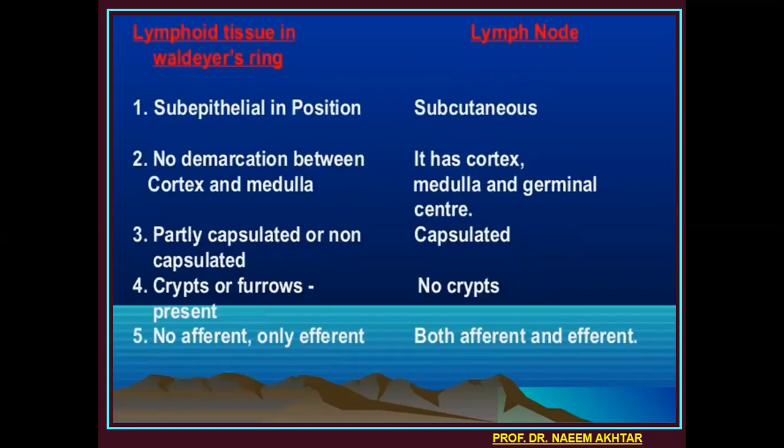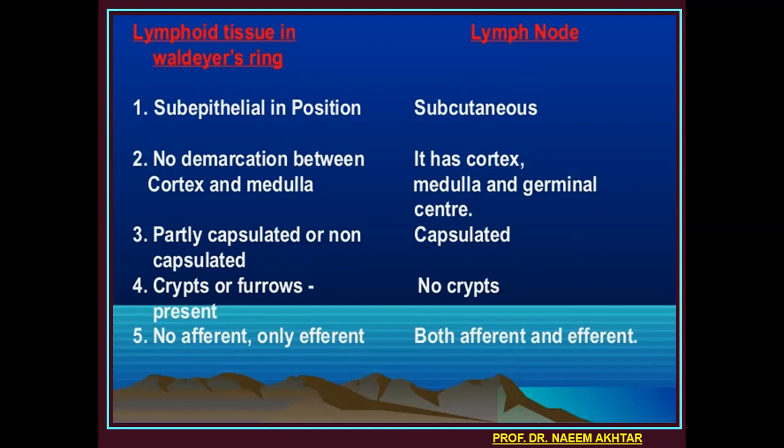Now, the differences between lymphoid tissue in the Waldeyer's ring and the lymph node. The lymphoid tissue in the Waldeyer's ring, for example adenoids or palatine tonsils, is subepithelial in position, whereas a lymph node is a subcutaneous structure. No demarcation is seen between cortex and medulla, whereas the lymph node has a well-defined cortex, medulla, and a germinal center as well. The lymphoid tissue in the Waldeyer's ring is partly capsulated or non-capsulated, whereas a lymph node is completely capsulated.